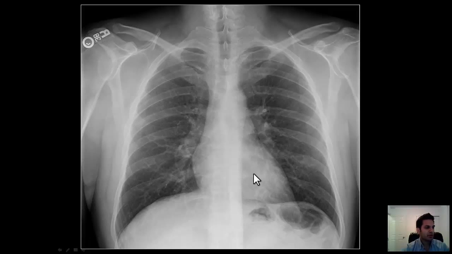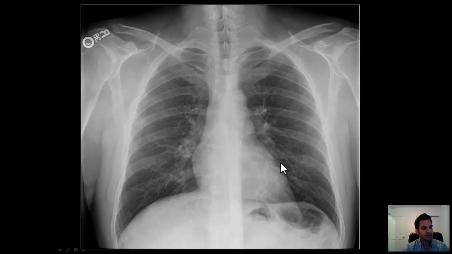Now, a couple pearls I'd like to point out is that if you see an opacity that obscures the right heart border, that would put you in the right middle lobe. If you see something that obscures the right hemidiaphragm, that would put you in the right lower lobe. If you see a soft tissue density at the right cardiophrenic angle, that's usually the IVC.